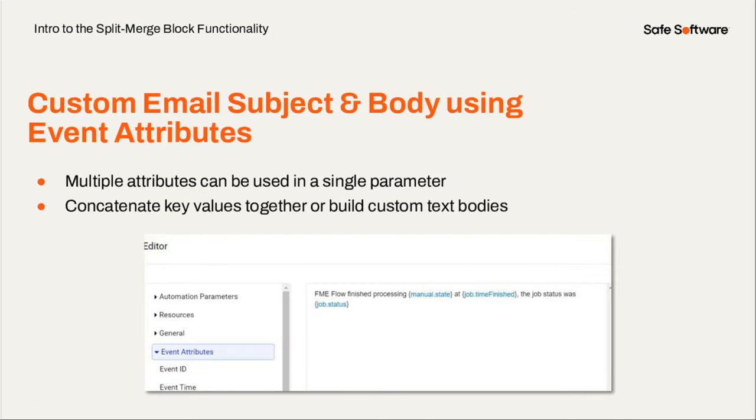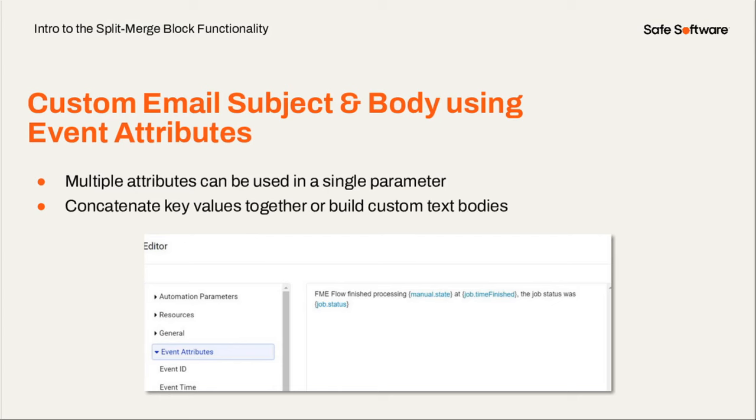So an extra bit of customization that we're going to add to our demo is by using the text editor with our parameters, because with this function, you can add multiple attributes in a single parameter value. And this can be very useful for concatenating attribute values or creating custom text bodies. When selecting output attributes or parameters, you can use the text editor to select and format the output as you wish.